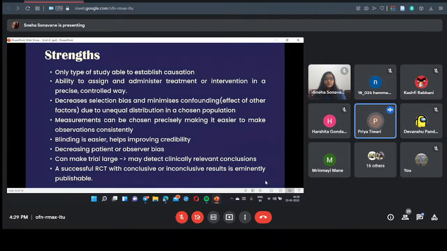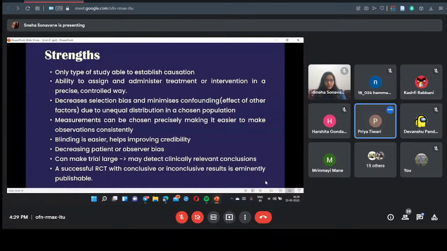So why is blinding important? Because it helps to improve the credibility of the research and also to remove biases. If we know that this person is diseased and we are not supposed to give him or her the experimental drug, then because we know he is diseased, we will not give him the experimental drug and we'll try to give him the control drug. So blinding helps us to remove the biases of the study.